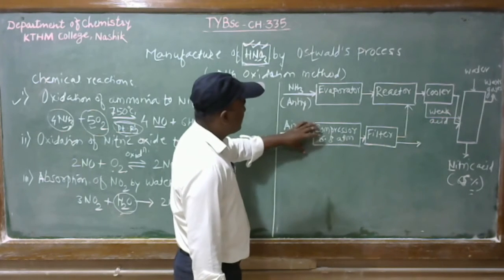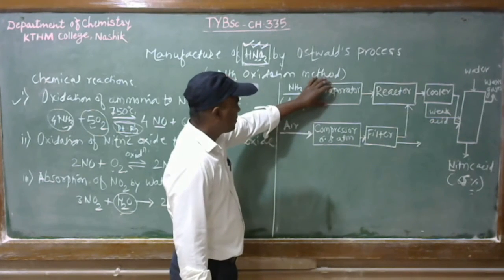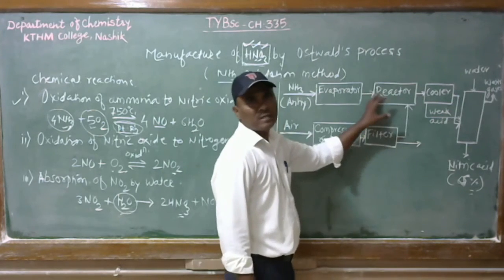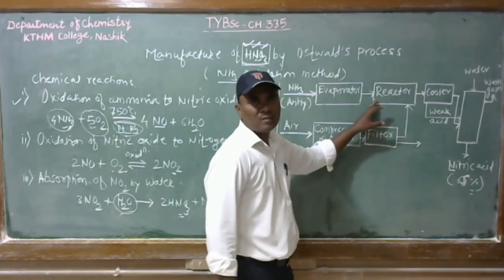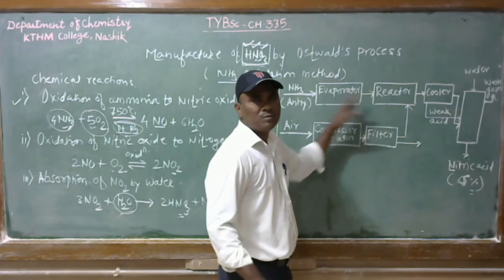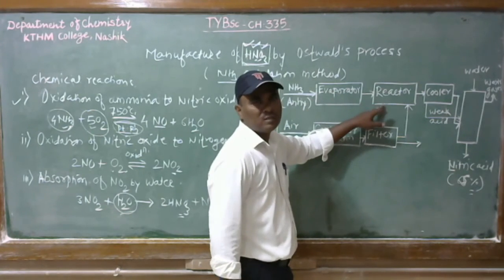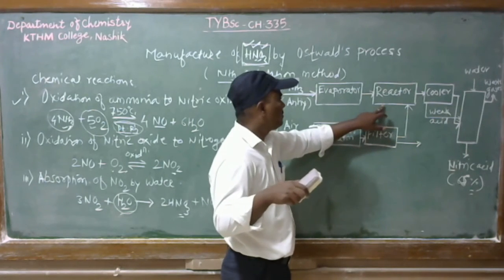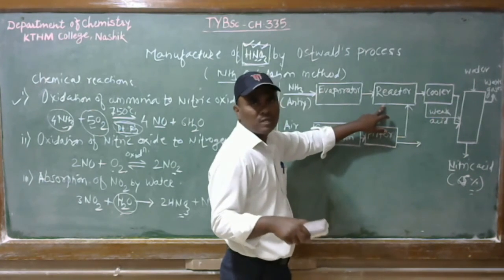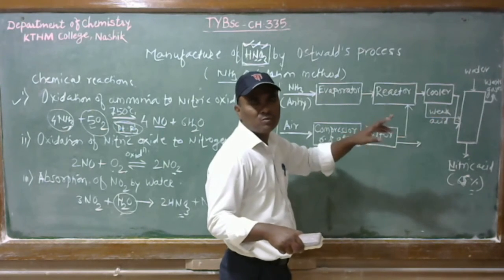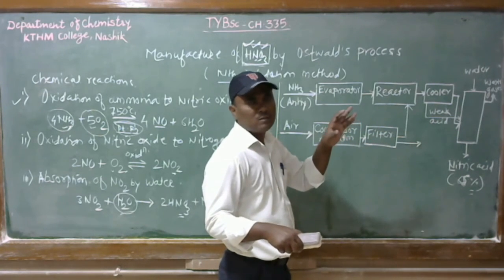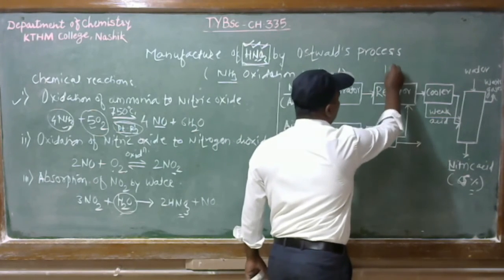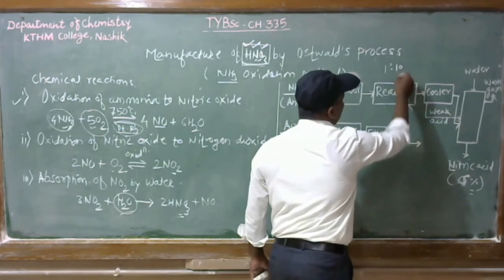Ammonia and air are passed. Ammonia is evaporated in the steam evaporator. Air is compressed, filtered and mixed in the reactor, where ammonia is oxidized using a platinum-rhodium catalyst to nitric oxide. Further, nitric oxide is converted to nitrogen dioxide by maintaining the volume ratio of 1:10 of ammonia and air. Here, the volume is maintained at 1:10 ammonia and air.